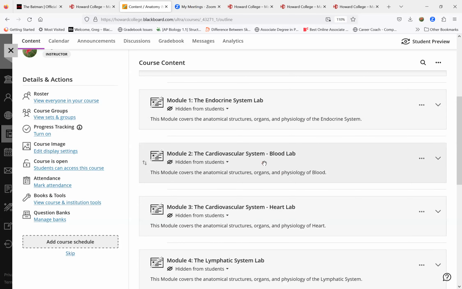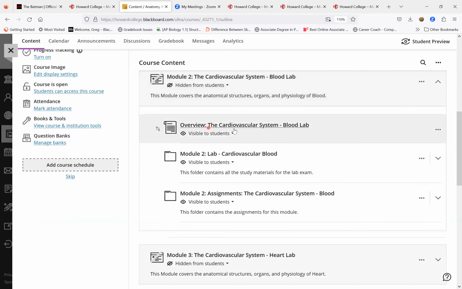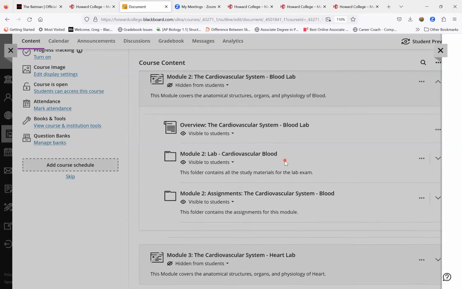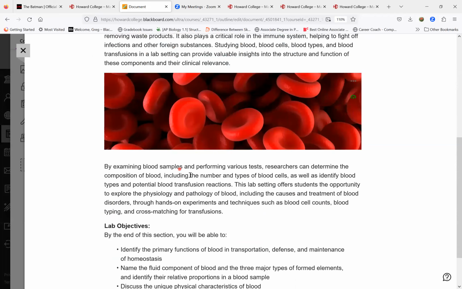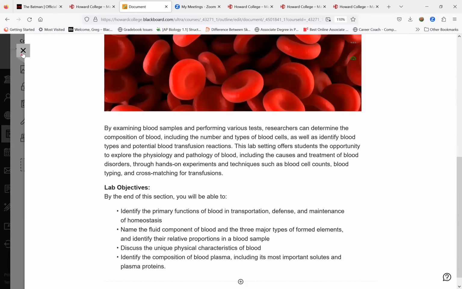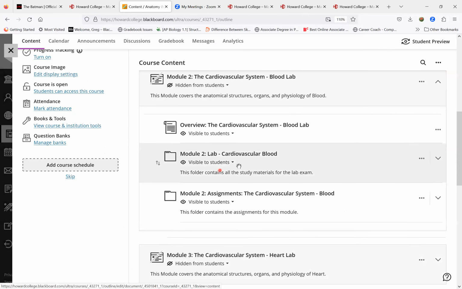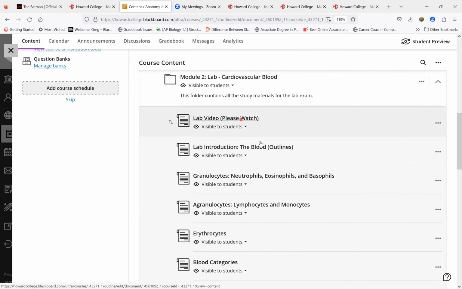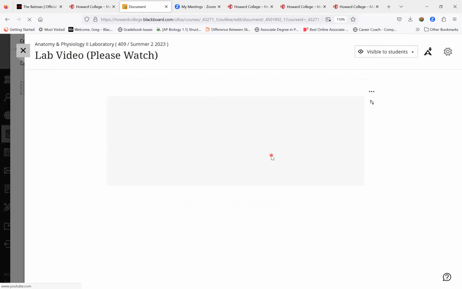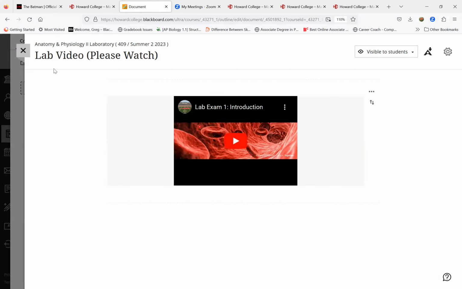And like, I'll pick on the heart, or excuse me, this is blood. It says overview of the blood lab. All right. So here's an overview. Here's some really good information. The lab objectives. It says lab video, please watch. So you're going to want to watch this.